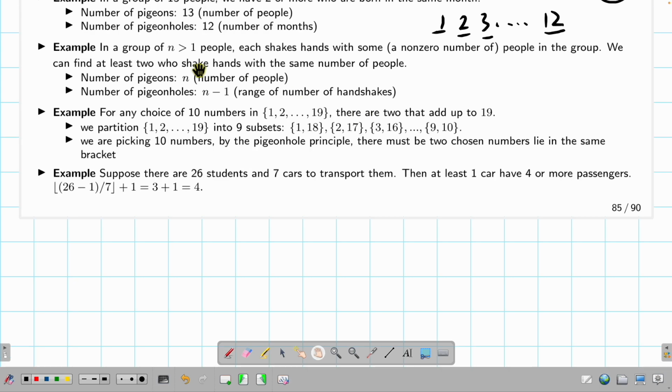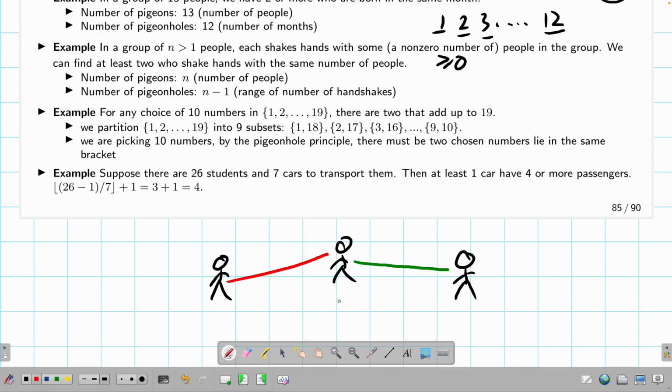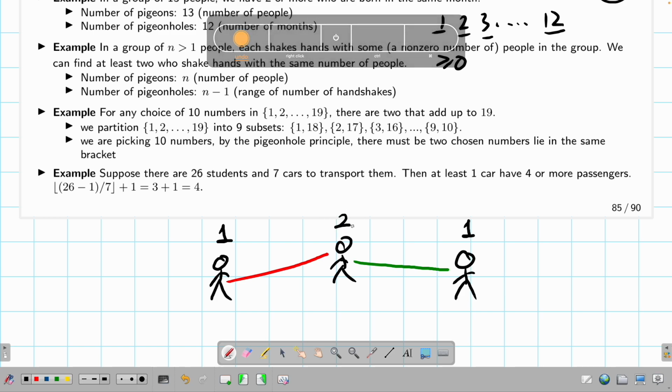So this is true. In a group of n plus 1 people, each person shakes hands with other people, a non-zero number of people in the group. We can find at least 2 people who shake hands with the same number of people. Actually, this is called the handshaking lemma. So suppose I have 3 people. If I draw these 2 shaking hands, and then these 2 shaking hands, how many people has this guy shaken hands with? 1 person. This guy has shaken hands with 2 people.